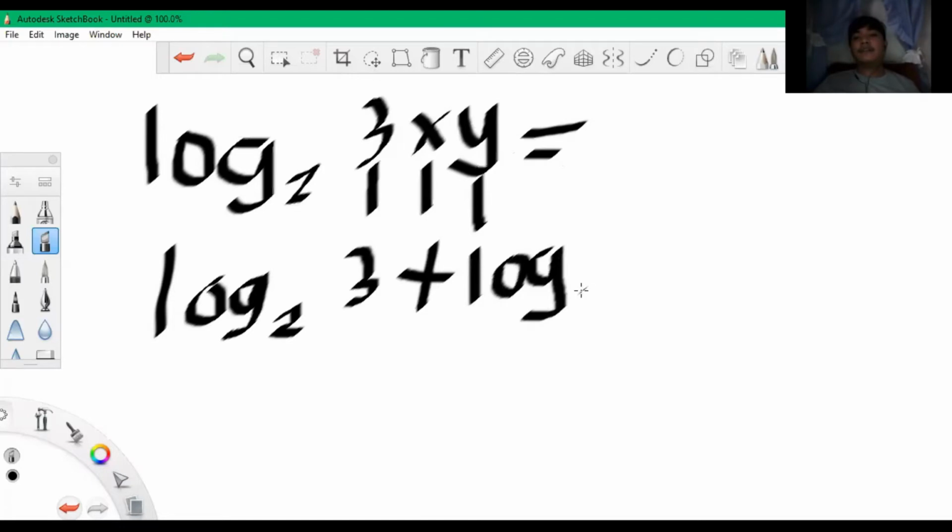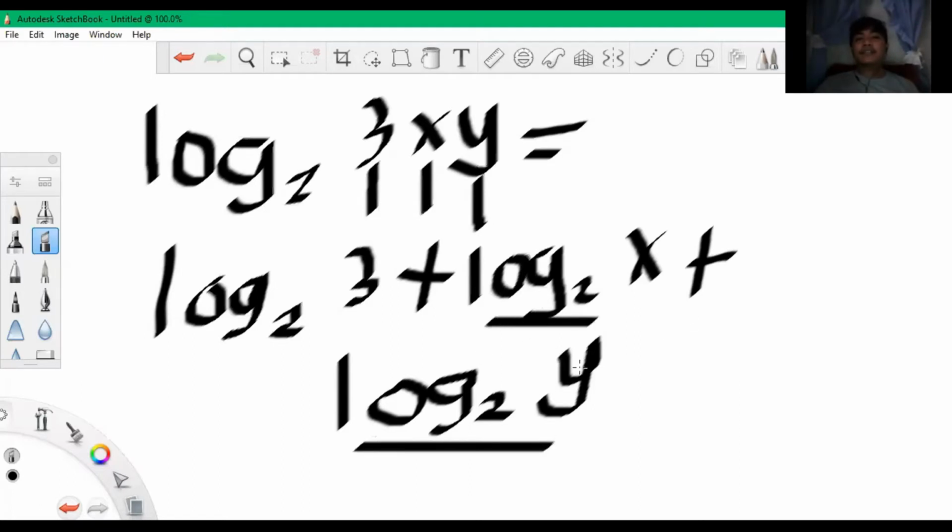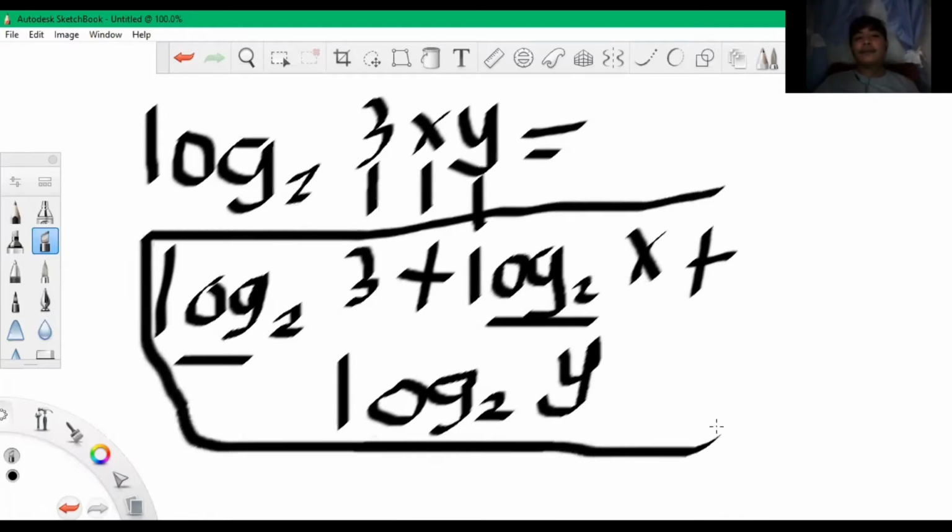So, we have the logarithm. The base is 2 and x. And we have the last logarithm. So, plus sign again. And we have logarithm. Its base is 2 and y. So the expanded form of the logarithm 3xy to the base 2 is the logarithm of 3 to the base 2 plus the logarithm of x to the base 2 and the logarithm of y to the base 2. So ganyan po siya kinukuha pag in-expand natin yung single term na example natin. Okay? So again, this is the product rule.